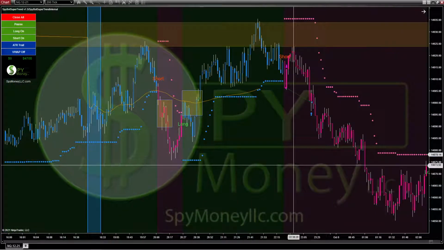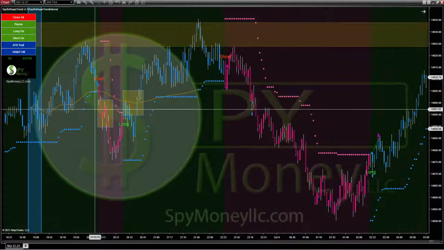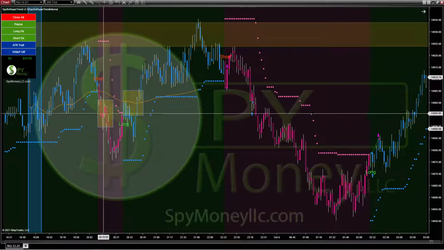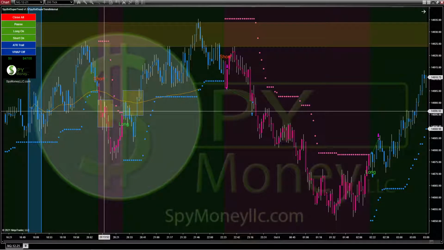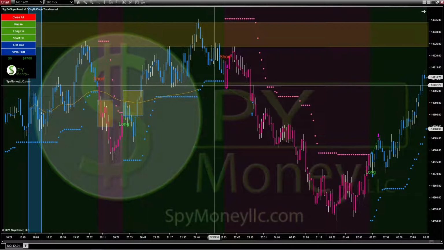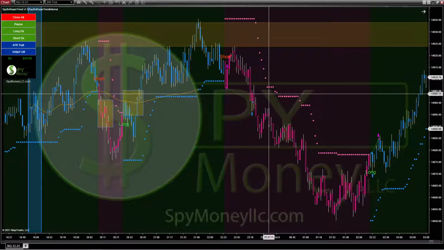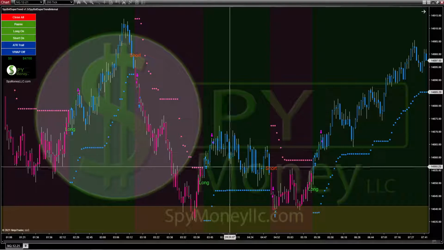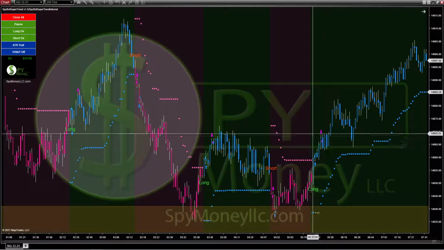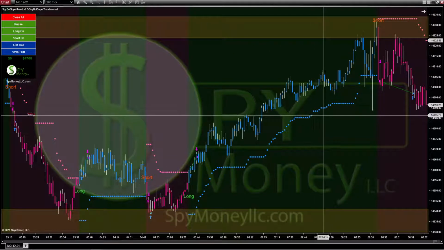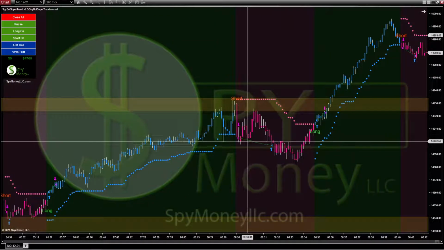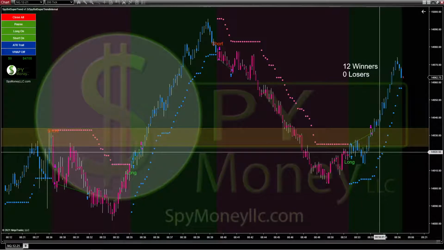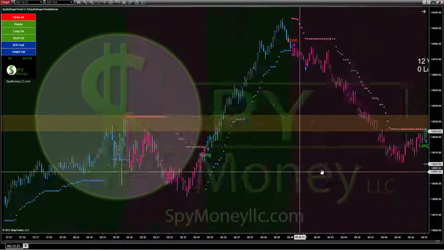But this strategy works off of small scalps. This right here, it didn't take the trade there because I didn't have it turned on. But this is a trade that it would have entered and made money. It would have made money here. So as you can see, there's 1, 2, 3, 4, 5, 6, 7, 8, 9, 10, 11, 12. 12 winners, no losers, and that's what we want.